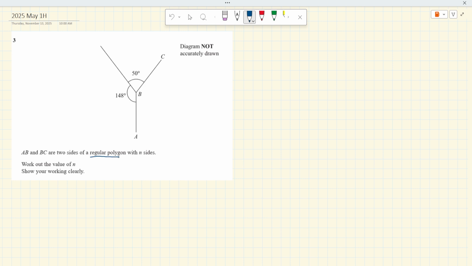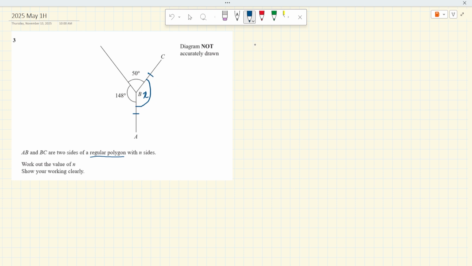What is a regular polygon? In a regular polygon, all sides are equal. So AB equals BC. First of all, we need to find this angle. I put the x. This is the interior angle of this regular polygon. So you know this point B. At a point, angles are added up to 360.